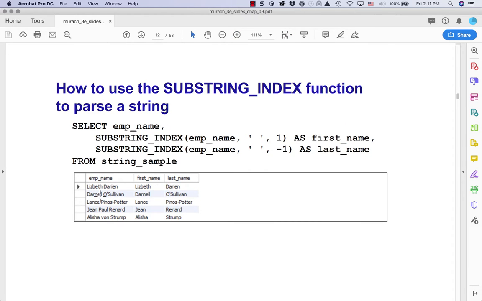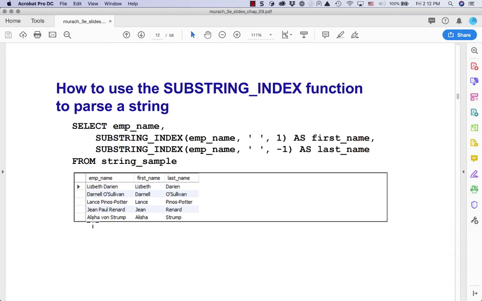So we've got Lisbeth Darien. That's a typical Northern European name, first name space last name. That's easy to pick apart. Darnell O'Sullivan, same deal. It has an apostrophe in the O'Sullivan, but we seem to be able to pick that apart. Lance Pino Potter, hyphenated last name, but not too hard to get those two hyphenated parts to stay together.